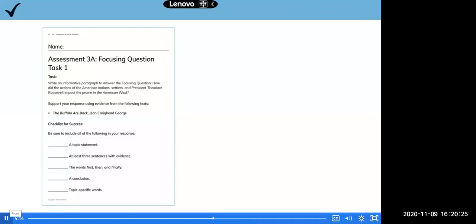Please pause here to grab Assessment 3A, the focusing question task, your evidence organizer, and your pencil. Just hit play when you're ready to continue.